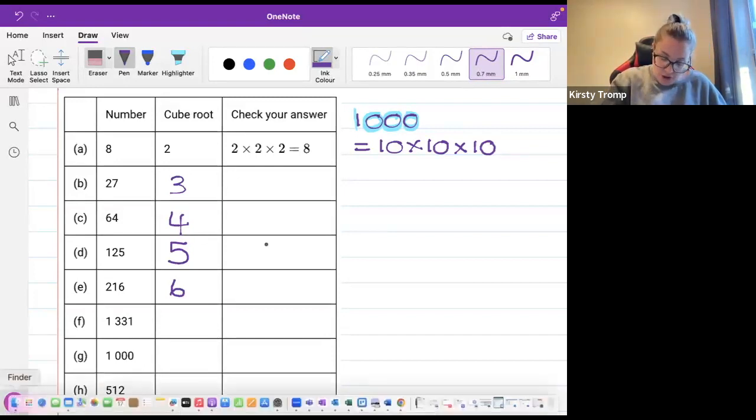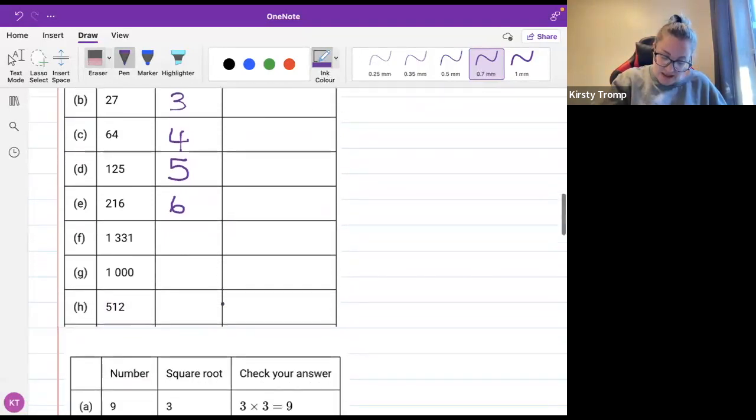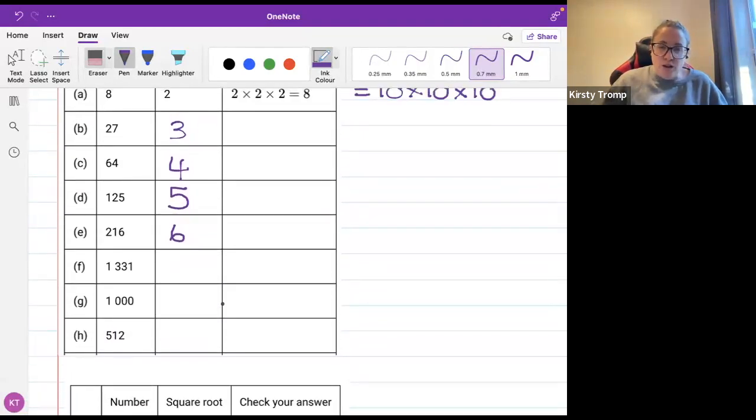So the cube root of 216 is 6. How about the cube root of 1331? Fantastic. I'm seeing 11. 1,000, we've seen this one a few times today. We should know by now that the cube root of 1,000 is 10. Great work, guys. And finally, what's the cube root of 512? Who can give me the cube root of 512? It is 8. Awesome. Well done.